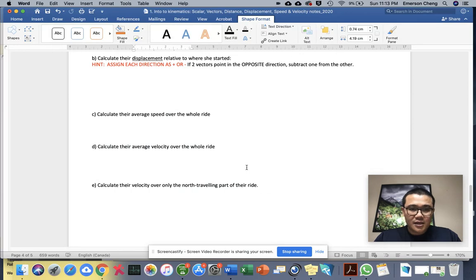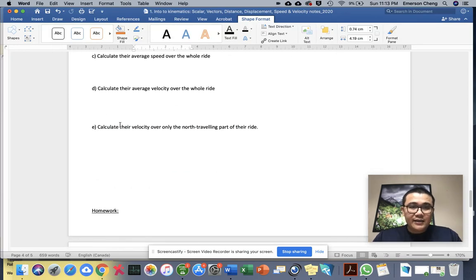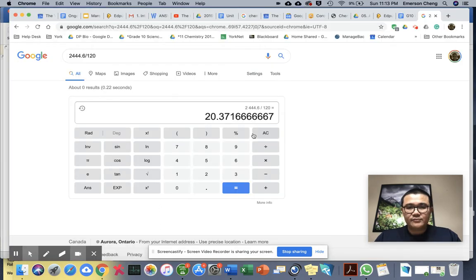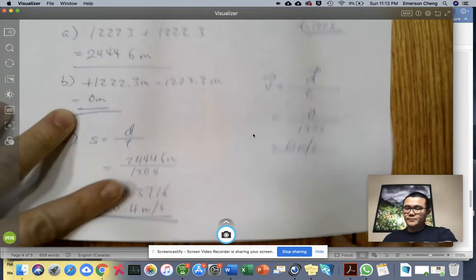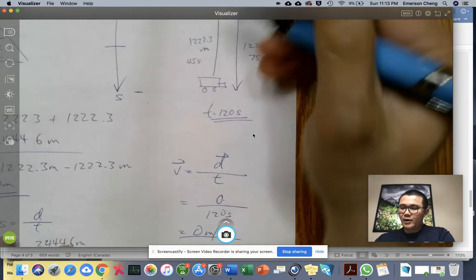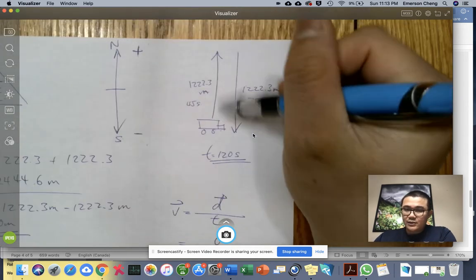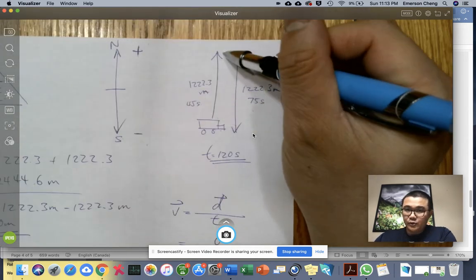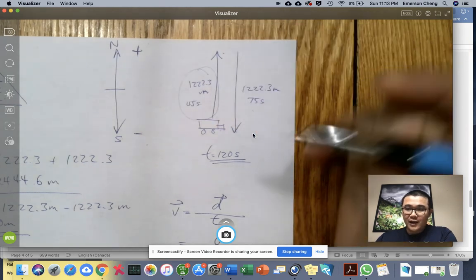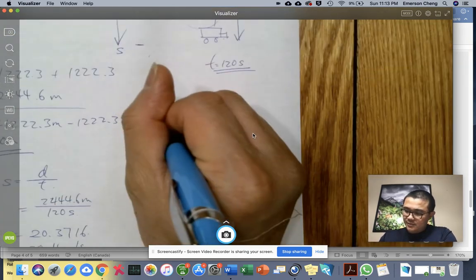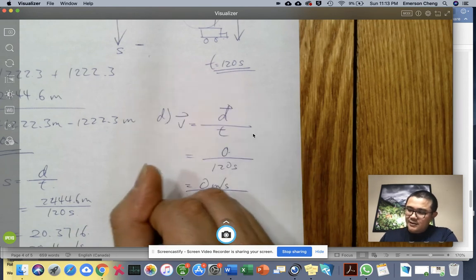Now, calculate their velocity over only the north traveling part of the ride. If you only look at this situation, they only went up north in this section of their travel. So this is E.